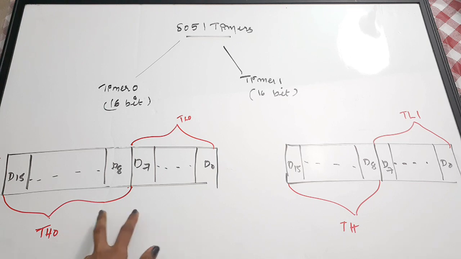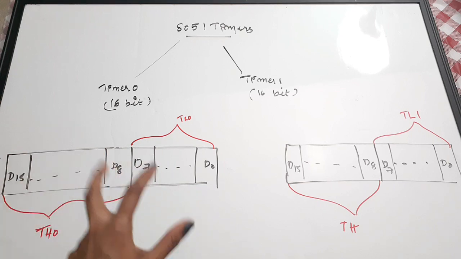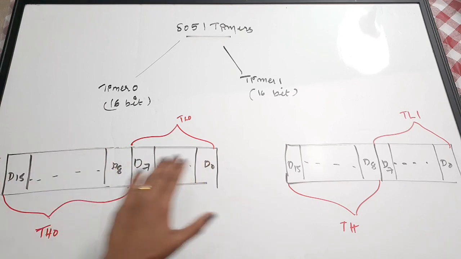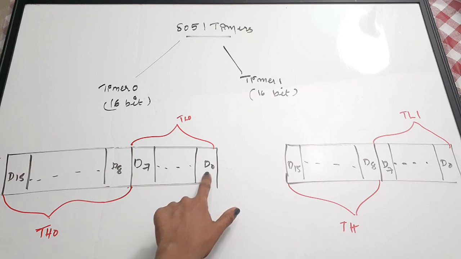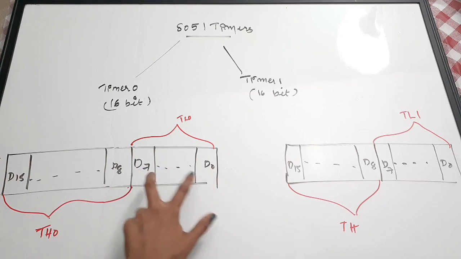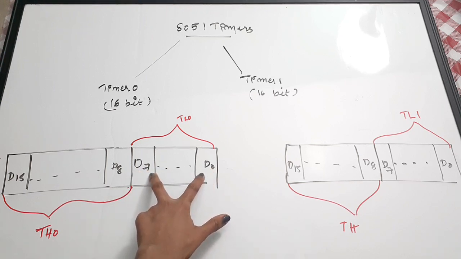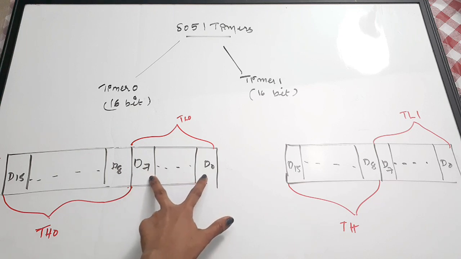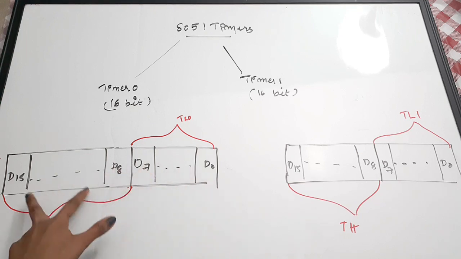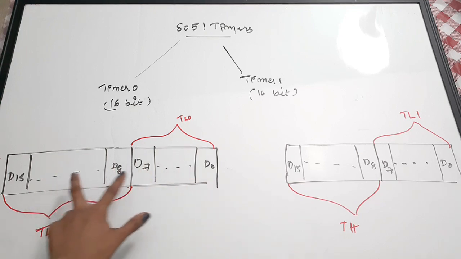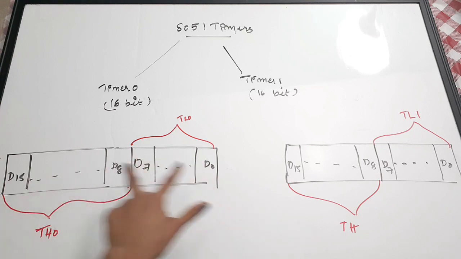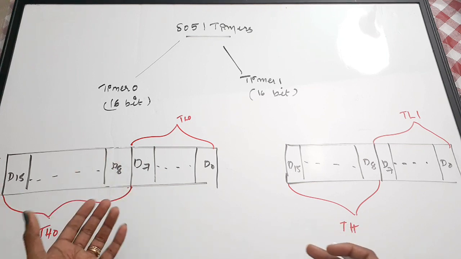And this 16-bit can be accessed as two 8-bits. I've not drawn the entire fields here. I've drawn only the initial D0 to D7. This is for timer 0. This is the lower byte, and this is the higher byte, D8 to D15. So 8, 8. Likewise, you can access the timers.